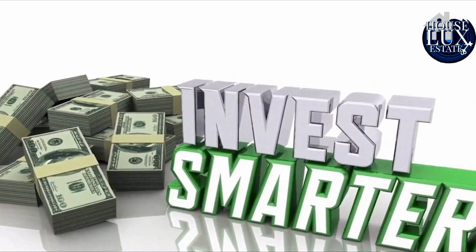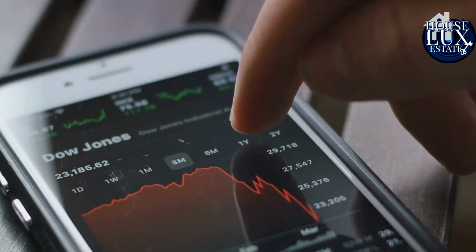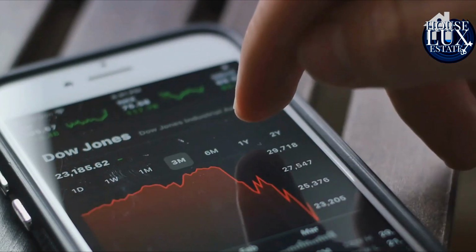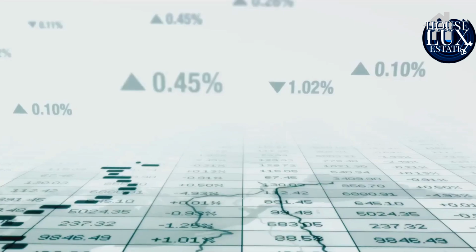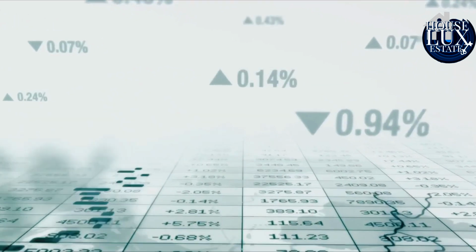Asset allocation can also be dynamic, adjusting based on market conditions. For instance, during a bull market, you might allocate more to stocks to take advantage of the upward trend. Conversely, in a bear market, you may shift towards bonds or other lower-risk assets. This tactical asset allocation can help manage risk and potentially enhance returns.